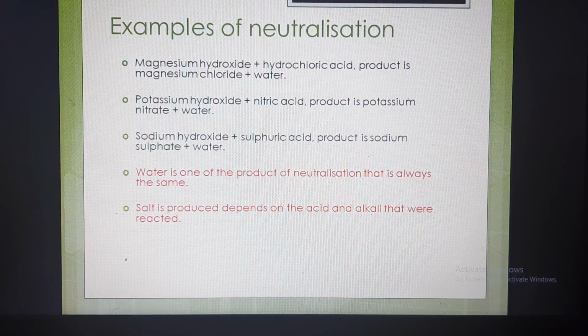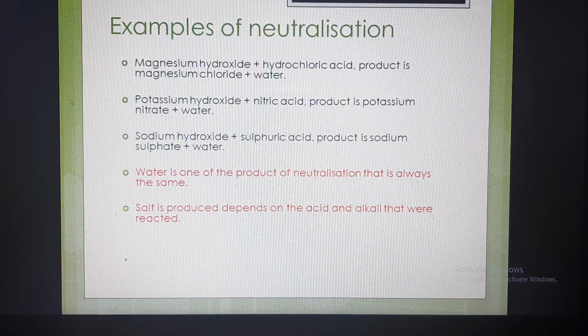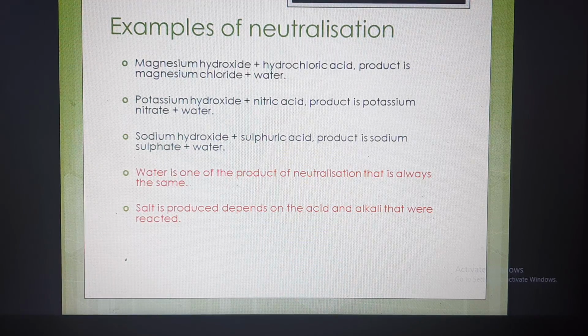Now we are discussing some examples of neutralization. The first example is magnesium hydroxide plus hydrochloric acid. The products are magnesium chloride and water. See, in the previous example we used sodium hydroxide, so the salt we got was sodium chloride. But here we used magnesium hydroxide, so the salt formed is magnesium chloride.